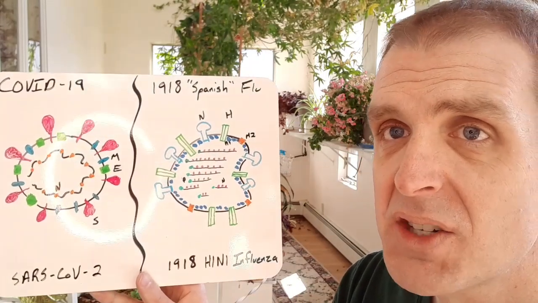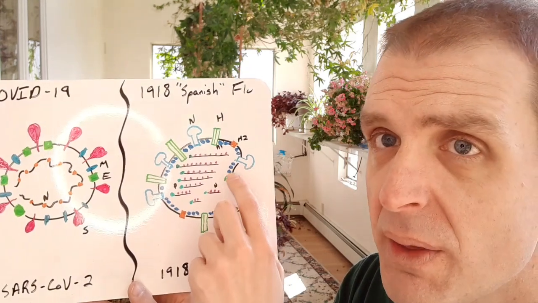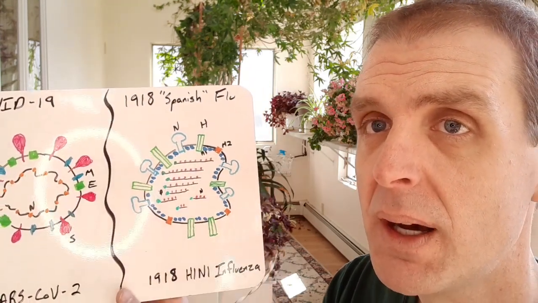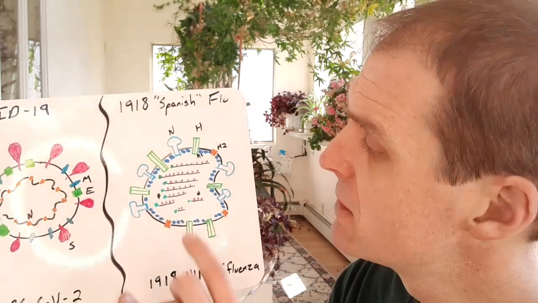M2 is a channel protein. And then there is an M1 protein, which are all the blue dots along the interior of that membrane, and those are known as membrane 1 proteins or matrix 1 proteins.